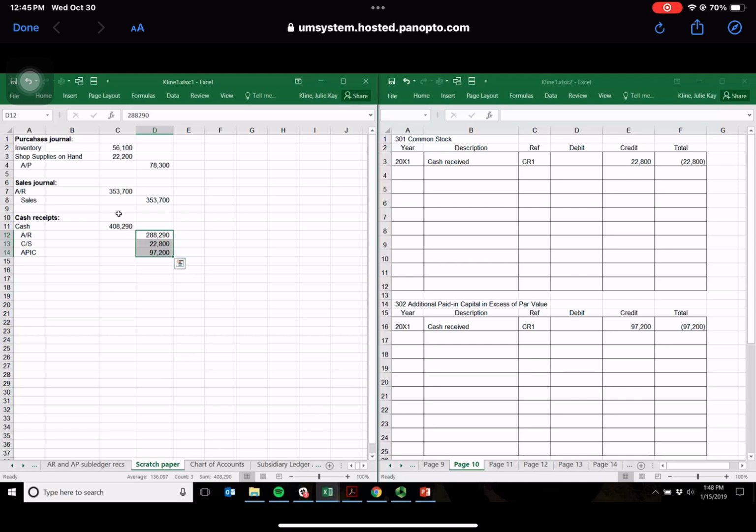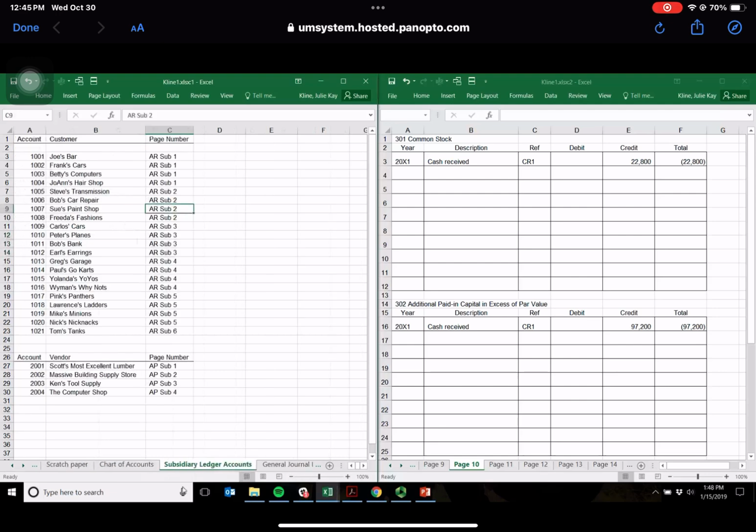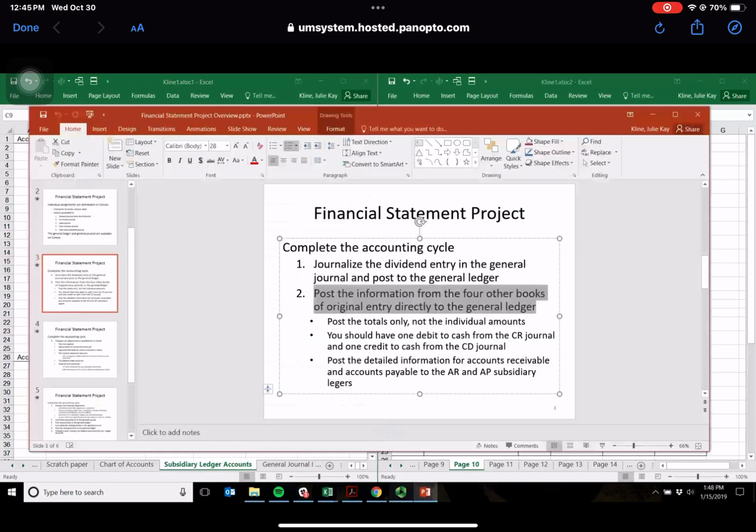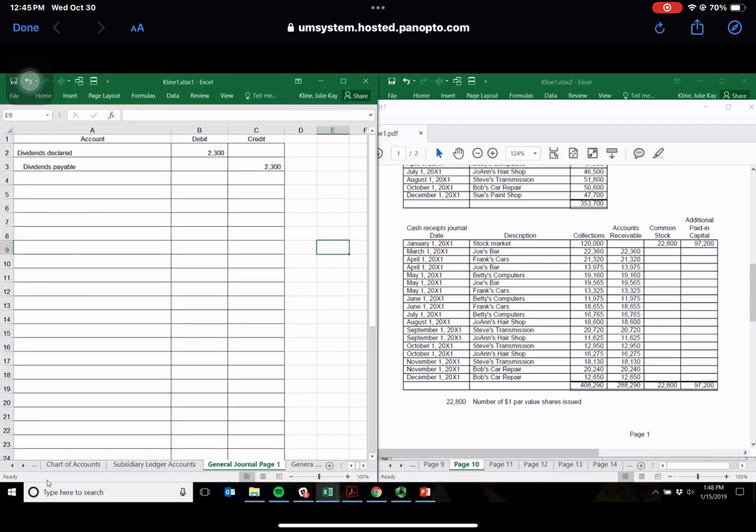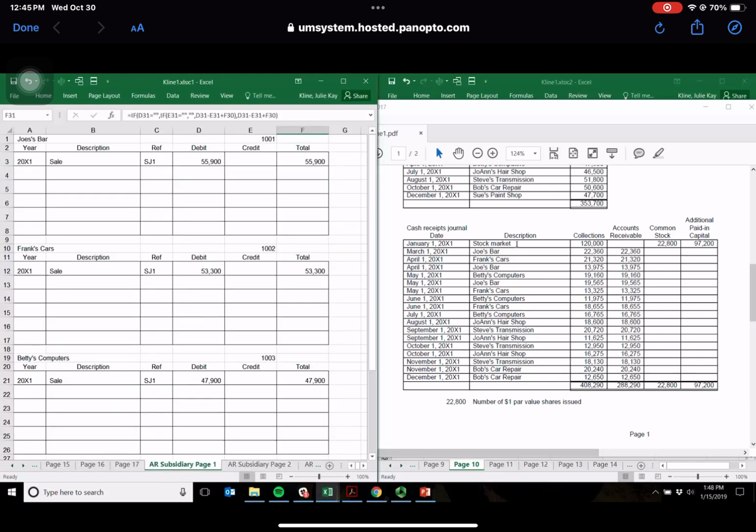I'm doing all right. All right, so now we just posted the cash receipts into the ledger, and we need to do the subsidiary accounts. Because we received cash from these people, we need to go and say, all right, well, Joe, you don't owe us money anymore. So if we come to our subsidiary ledgers, all the way over here, we're going to start at the top. Joe paid.